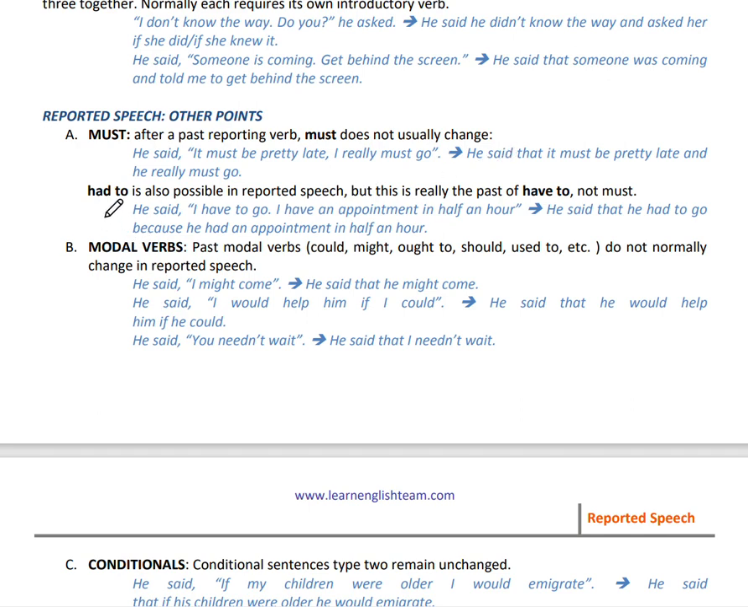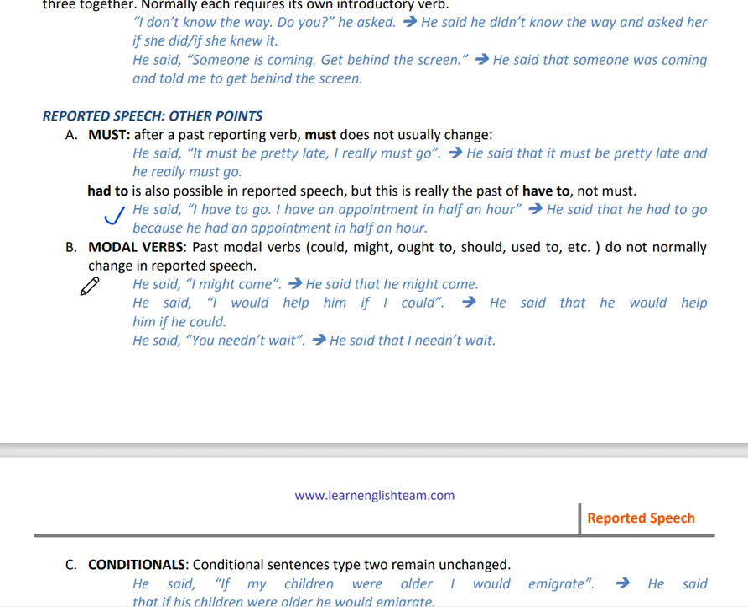Great. And had to is also possible in reported speech, but this is really the past of have to, not must. So let's look at it. He said, "I have to go. I have an appointment in half an hour." He said that he had to go because he had an appointment in half an hour. So that's reported speech. So now, modal verbs.